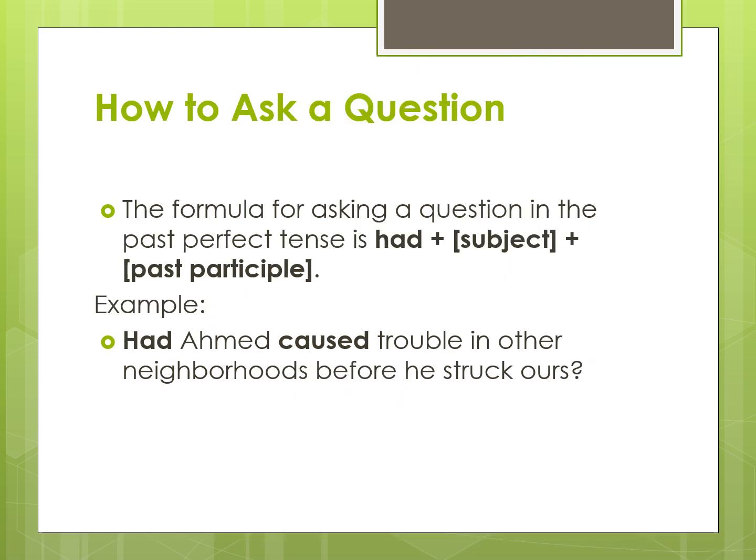Simple. How do we ask a question in the past perfect? We just make a switch. We start with had instead of the subject: had Ahmad, instead of Ahmad had. And we can also use the question words normally, such as when, if you are asking about the time, where, if you are asking about a place, and so on.